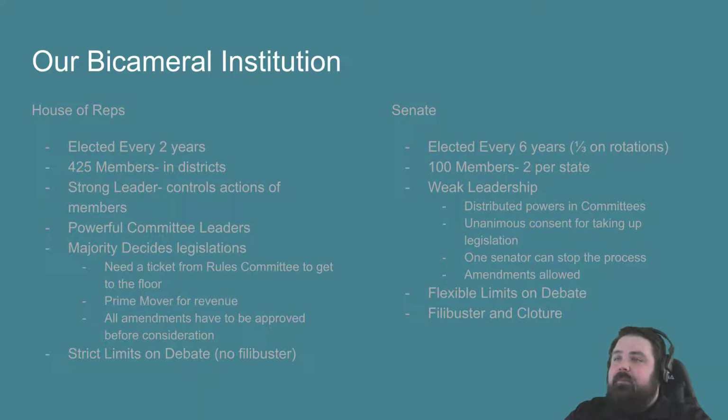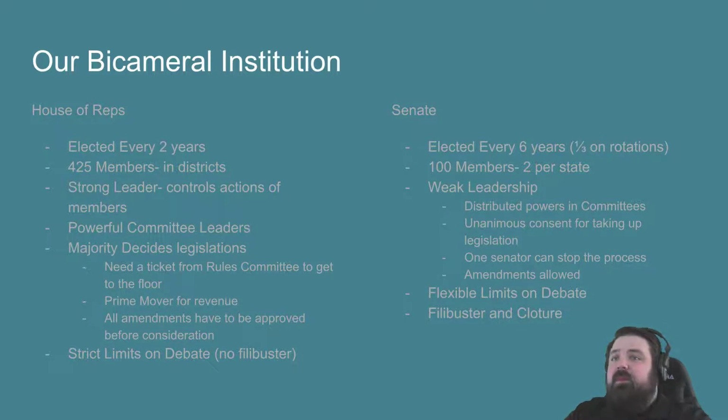We also see that the House of Representatives is the main body for doing revenue sorts of things within our government. And as previously mentioned, any sort of amendments to bills actually have to be approved before the bill gets voted on. So there are very strict rules within the House of Representatives.